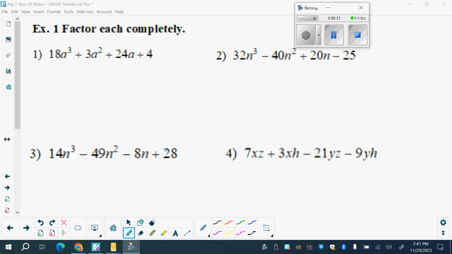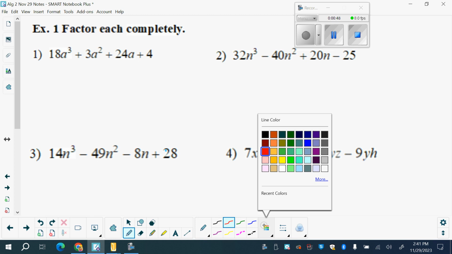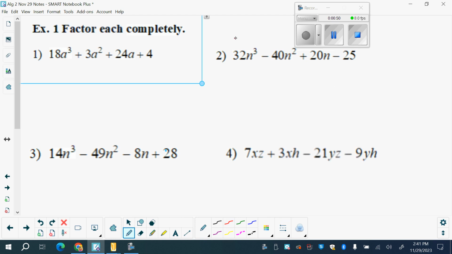So I'm going to show you a new way to factor today. It's called factoring by grouping. When you see 4 terms, that's going to be your indication that it's going to be this type of factoring. Factoring by grouping. We're going to group the first 2. So I'm grouping these 2, and then I'm grouping these 2. Then I'm going to take the greatest common factor out of each one.